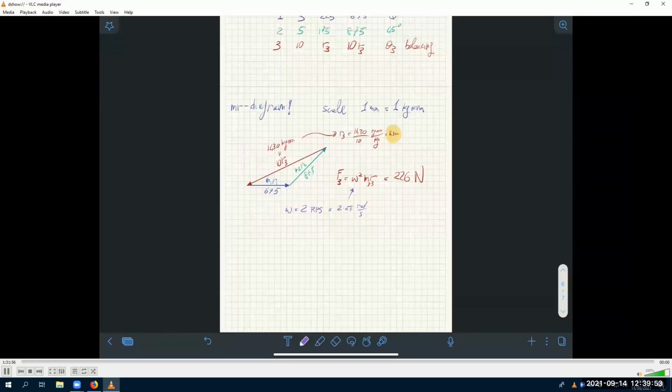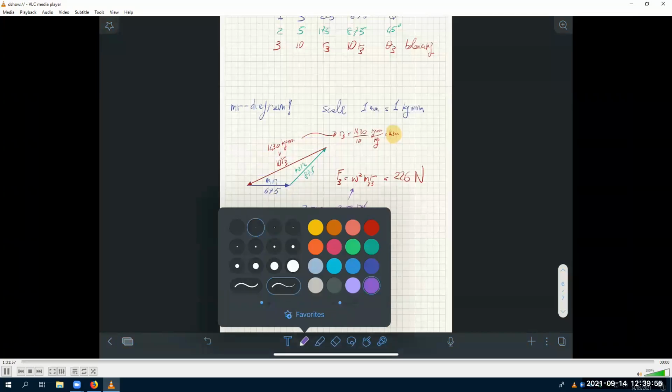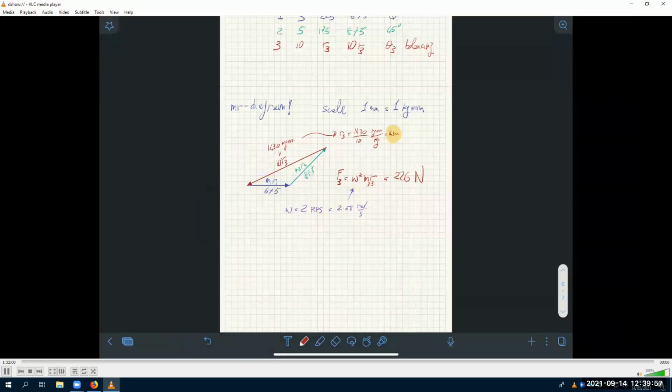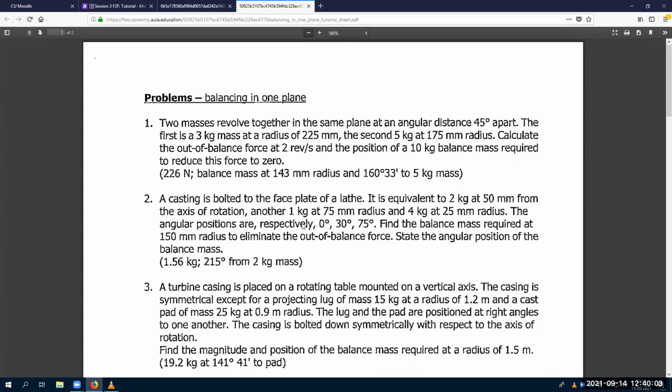All right, let's do question 2. Also, we have to speed up a bit because there's not much left. Question 2 is a faceplate of a lathe with an equivalent 2 kilograms at 50 millimeters and another 1 kilogram, and we need to find the balancing mass. It's more of the same, but now we have 3 unbalanced masses and 1 balancing one.